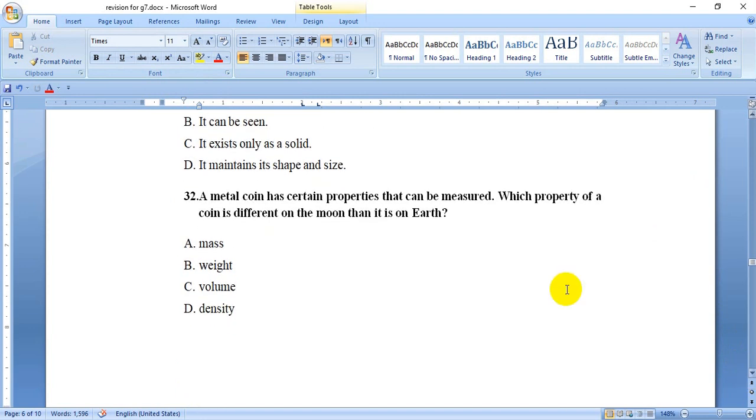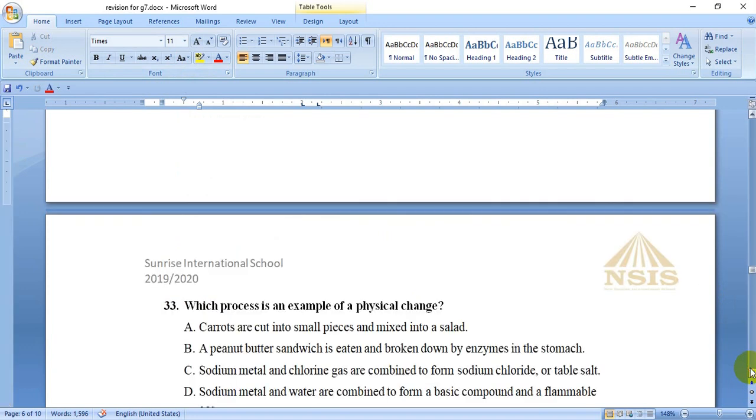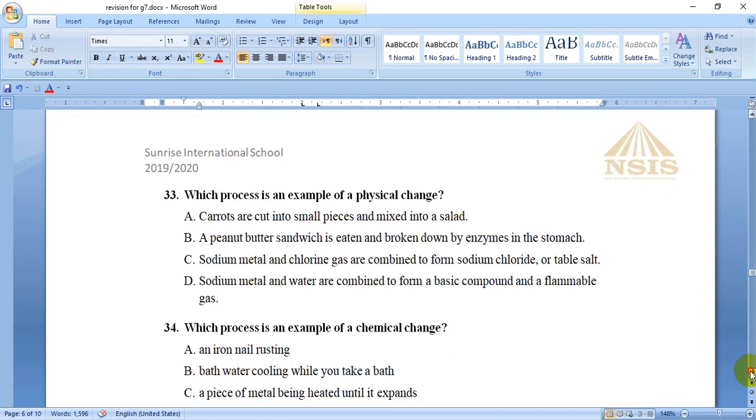A metal coin has a certain property that can be measured. Which property of the coin is different on the moon than on Earth? The coin has a different weight on the moon and Earth, because as we said, weight is the amount of gravitational force on the object. And as we know also, the moon has less gravitational force than the Earth, and that's why the coin will have a different weight in both locations.